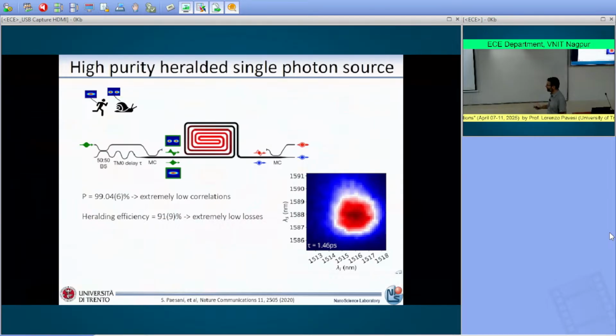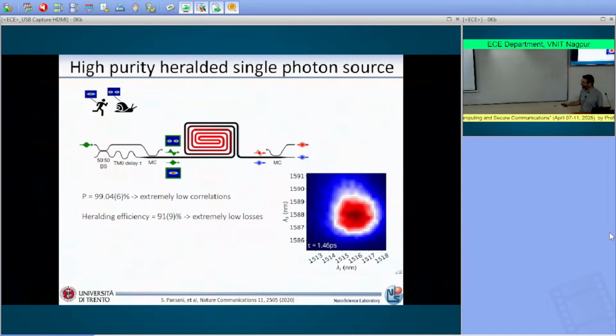As a consequence, the two photons that are generated, the correlated entangled photon pair, show an extremely low correlation, and we end up with a very high purity without compromising the heralding efficiency. So we get a very large heralding efficiency and an extremely large purity.